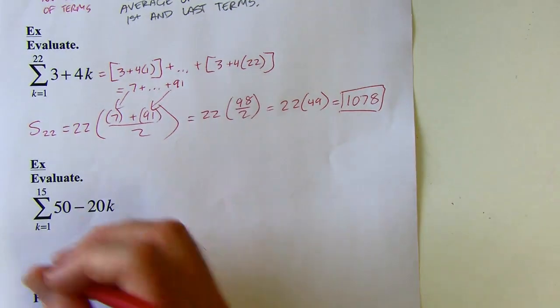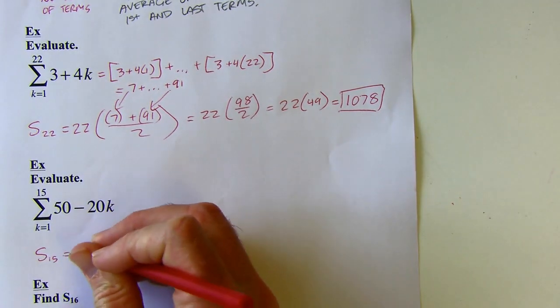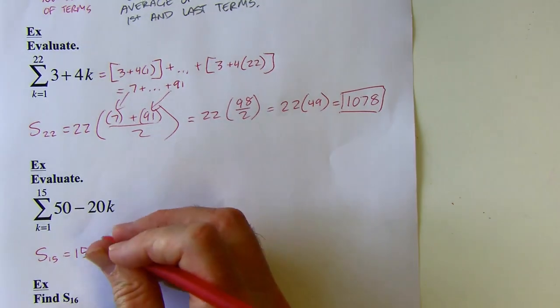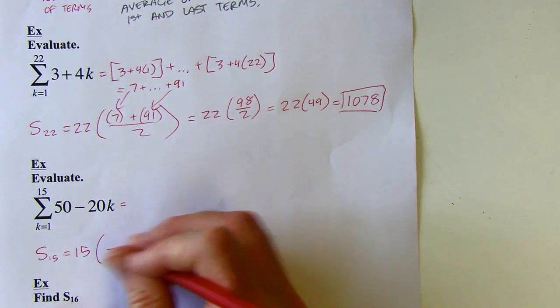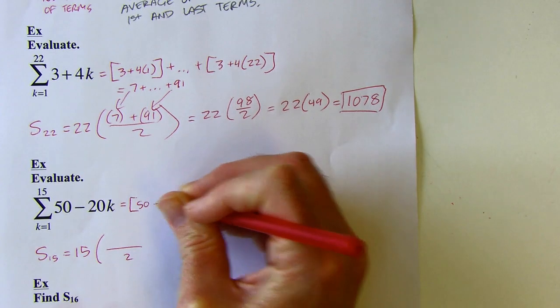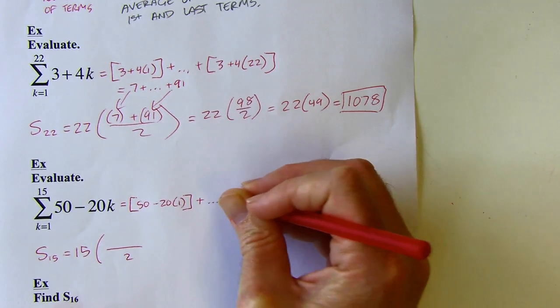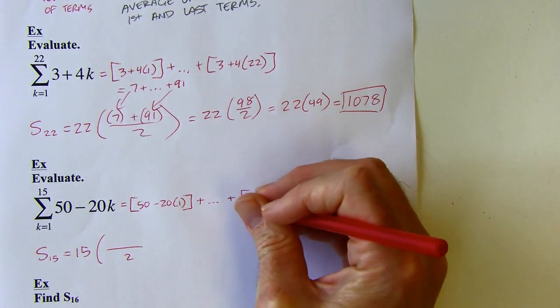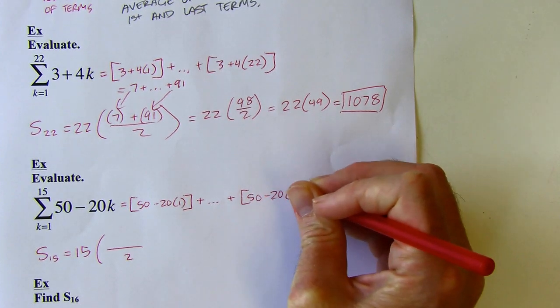All right, so this is going to be the sum of the first 15 terms. So there's 15 terms, and then I'm going to take the average of the first and the last term. So I've got to build this first term. That's how I get my first term, by plugging in a 1. And then the last term I'd get by plugging in 15.